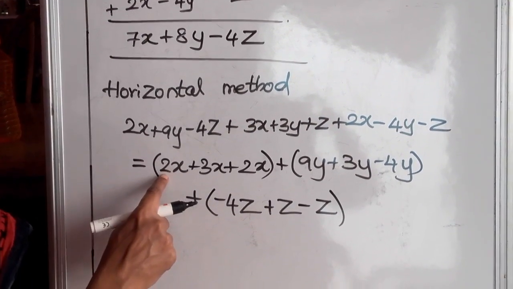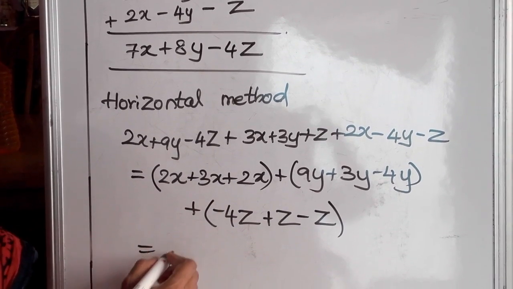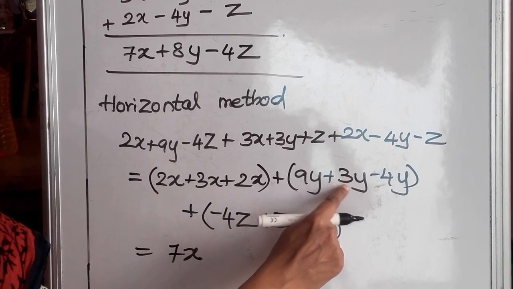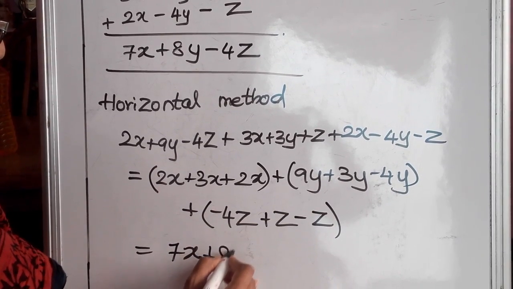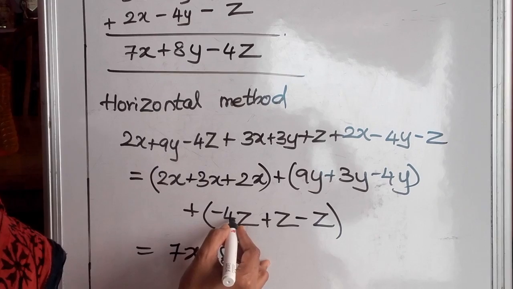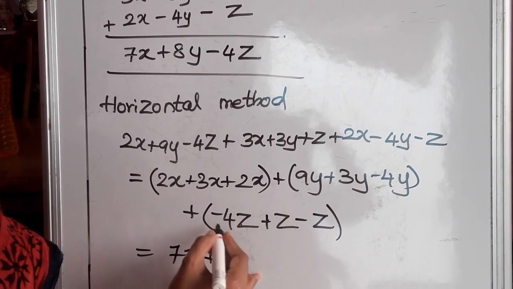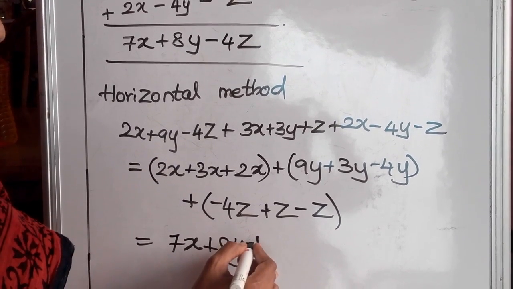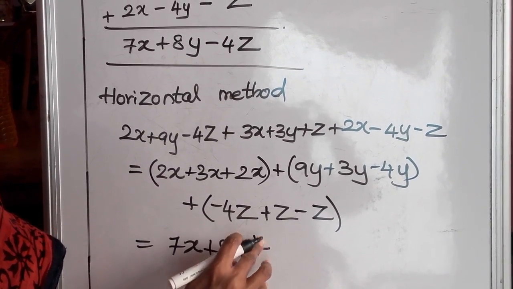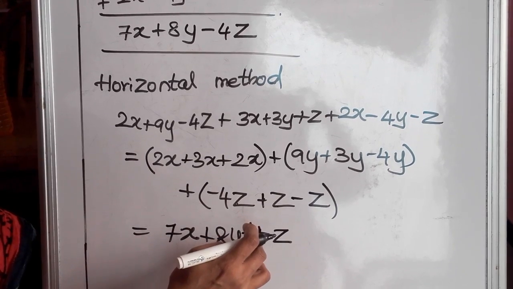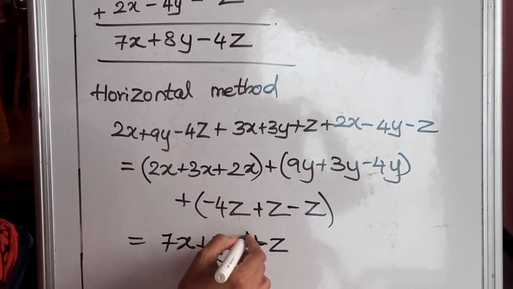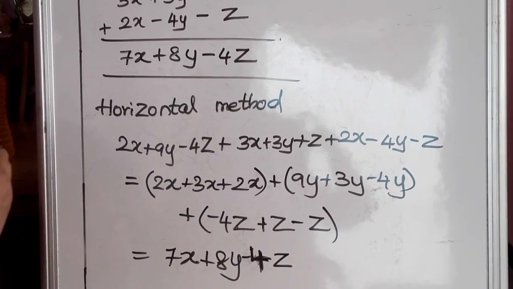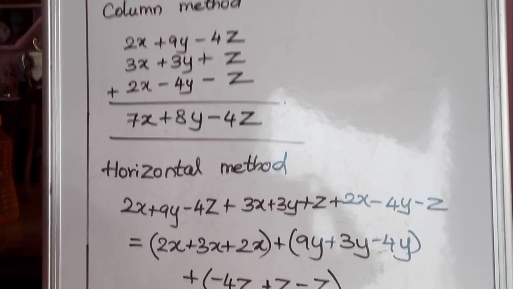So this is equal to 2 plus 3 is 5, 5 plus 2, 7, 7x. 9 plus 3 is 12, 12 minus 4 is 8y. Minus 4z plus z is minus 3z, minus 3z minus z is minus 4z. Understood this? Copy in your classwork books, children. The fourth bit is there. It is for homework. First bit and fourth bit are for homework.